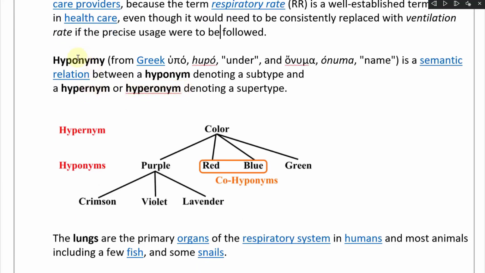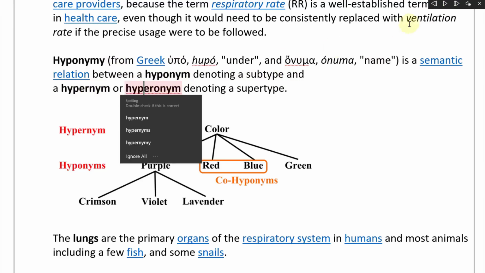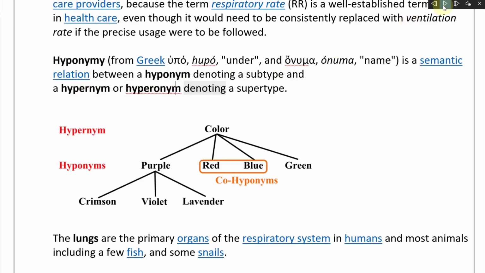All right, continue. So hyponymy, from Greek: hypo, under, and onyma, name, is a semantic relation between a hyponym denoting a subtype and a hypernym or hyperonym denoting a supertype. So a hyponym is a subtype of it.